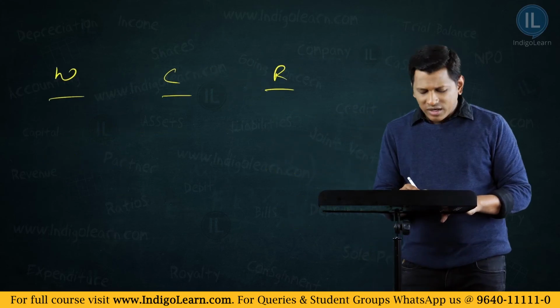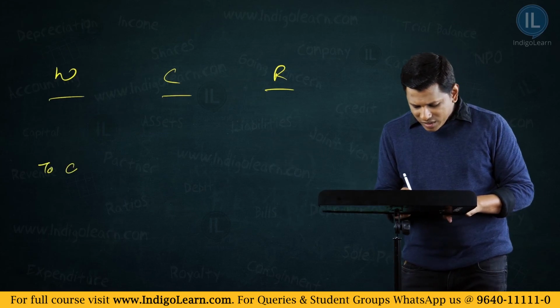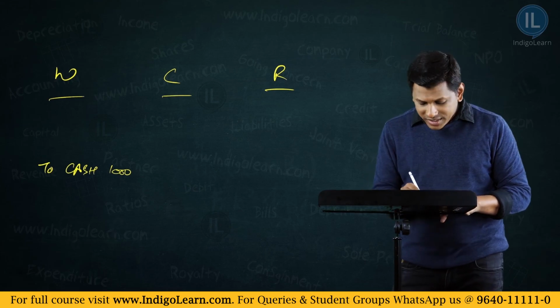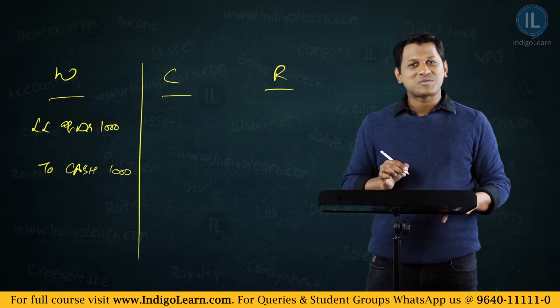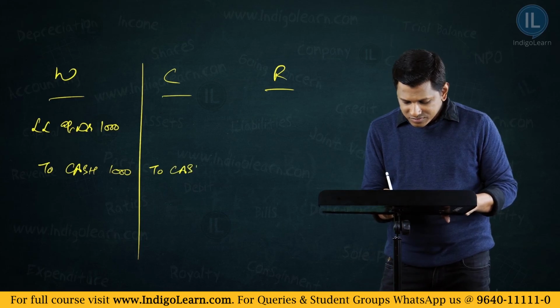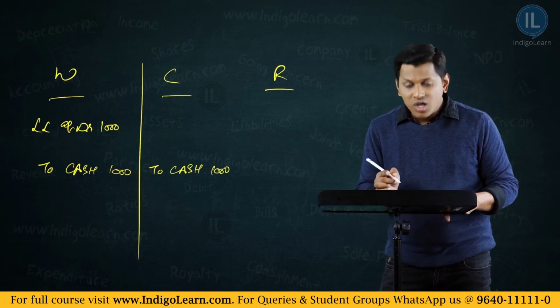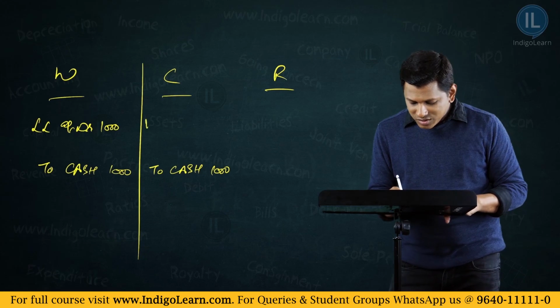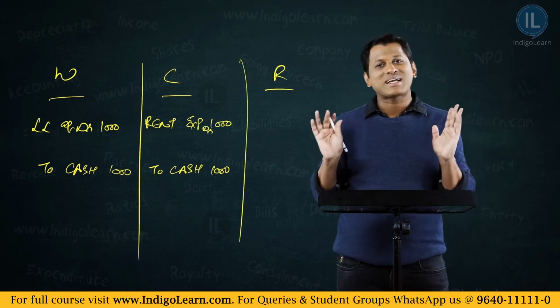Now what is the wrong entry? To cash is straightforward, 1000. What got debited? Landlord account debited 1000. That is the wrong entry. What is the correct entry? To cash is okay. The debit should have been to rent expenditure, debited 1000. That should have been the correct entry.